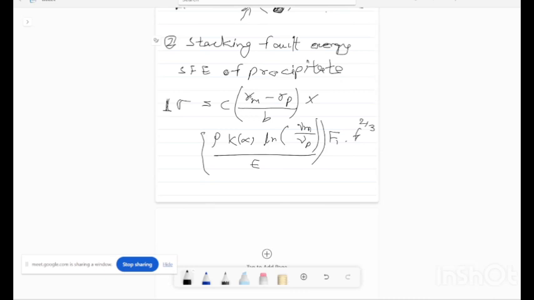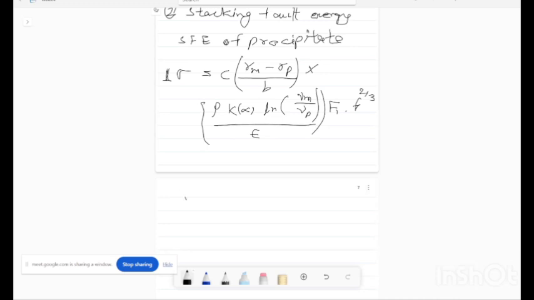So here C is a constant. K alpha represents the product of force separating two partials and the distance between them. Like K alpha can be seen as the force that separates the two partial dislocations in the stacking fault and the distance between those stacking fault partials. So K alpha is this. F1 is one complex function. Small f is the volume fraction of precipitate particles.